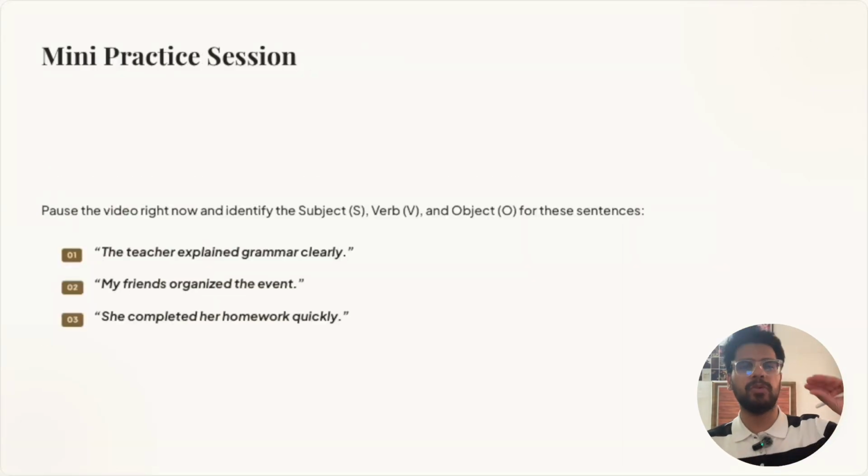Let's do the mini practice. We all need practice, right? To retain the information in our head. You have to pause the video and identify the subject, verb, and object. Sentence 1. The teacher explained grammar clearly. Sentence number 2. My friends organized the event. Sentence number 3. She completed her homework quickly. Take your time to identify subject, verb, and object. You have 5 seconds. Try it yourself first.